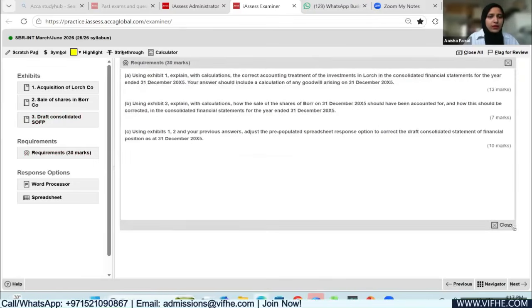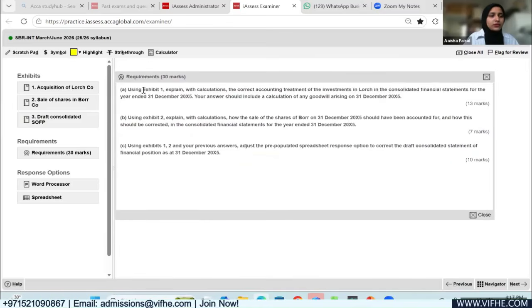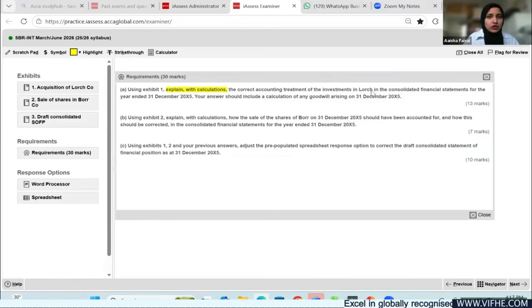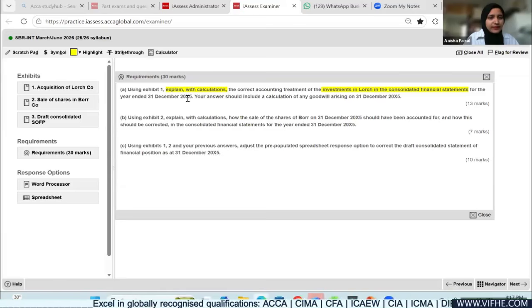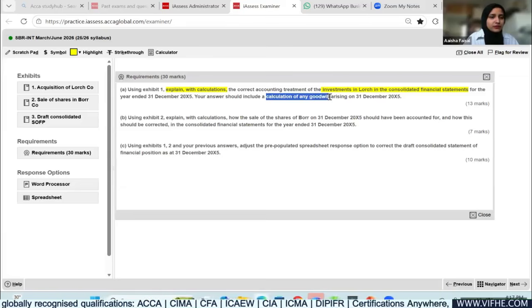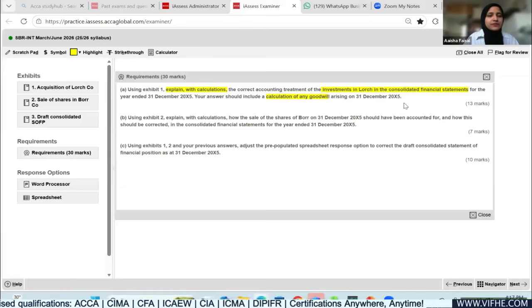Now, going back to the requirement. Using exhibit 1, explain with calculation. When you see your constructed response questions, it's not coming without the explain bit. It is always calculations with explanation. So explain with calculations the correct accounting treatment of the investment in Lodge in the consolidated financial statements for the year ended 31st December 20x5. Your answer should include any calculation of goodwill arising on 31st December 20x5.